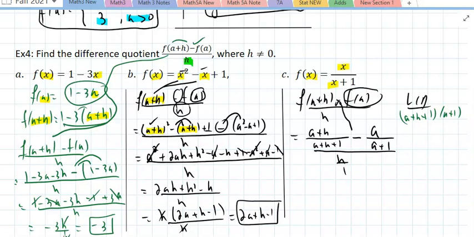We talked about LCD. The goal is to get each of those to have the same LCD, so this is missing a plus 1. This is missing a plus h plus 1. And this is missing all of it.